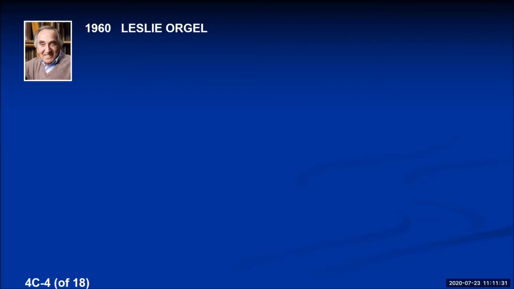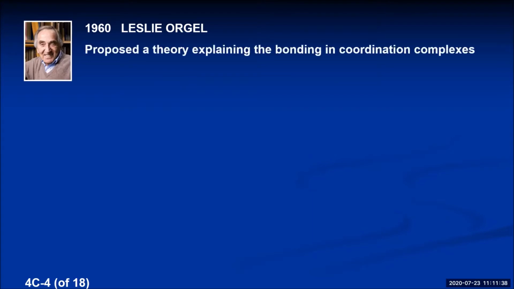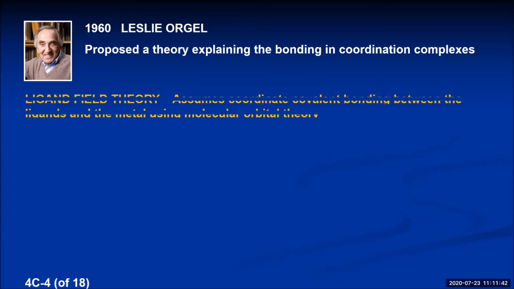Now, to understand how you can have strong or weak field ligands, we have to understand how the ligands bond to the central metal. And that was first proposed in 1960 by Leslie Orgel, who proposed a theory explaining the bonding that occurs in coordination complexes, and we call that today ligand field theory. It assumes coordinate covalent bonding between the ligands and the metal using molecular orbital theory. So a couple things in here: molecular orbital theory from Chem 1A, covalent bonding from Chem 1A.